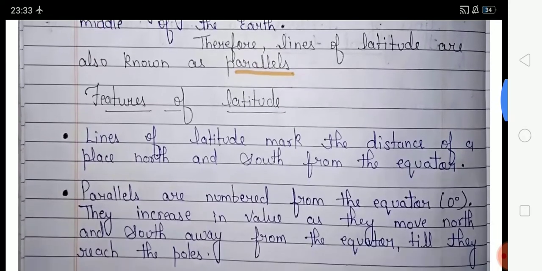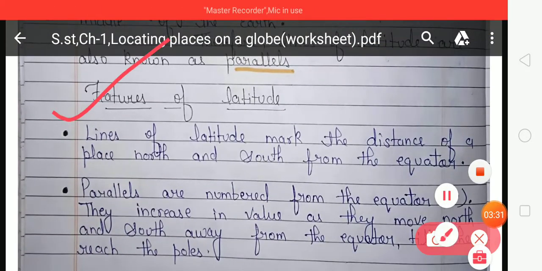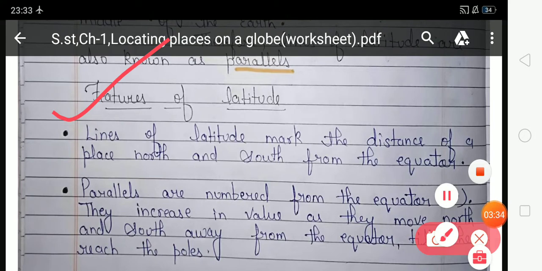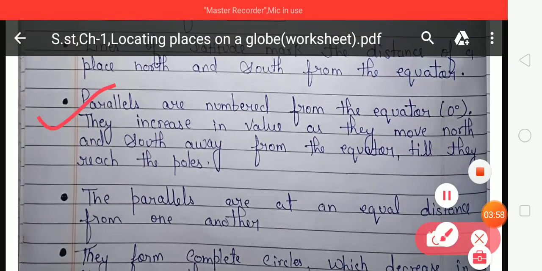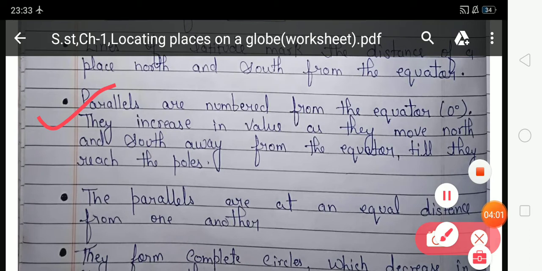Now look at the features of latitude. First feature: lines of latitude mark the distance of a place north and south from the equator. So students, lines of latitude mark the distance of a place north and south, toward the North Pole and South Pole, from the equator. This is the first feature of latitude. Second, parallels are numbered from the equator, 0 degrees. They increase in value as they move north and south away from the equator till they reach the poles.